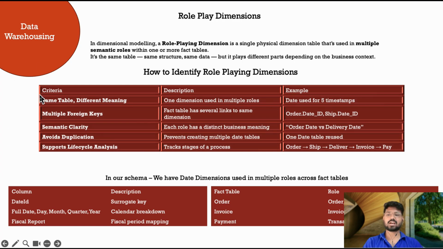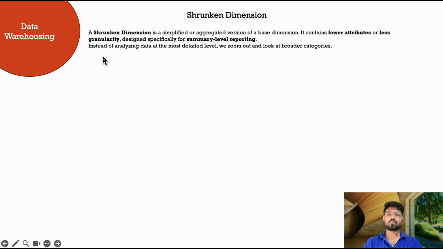So here you can see the criteria: same table, different meaning, multiple foreign keys, semantic clarity, avoids duplication, supports lifecycle analysis. One dimension used in multiple roles, date used for 5 timestamps. Fact table has several links to same dimension: order date ID, ship date ID. Each role has a distinct business meaning: order date versus delivery date. Prevents creating multiple date tables, one date table reused. Tracks stages of process: order, ship, deliver, invoice, pay. So this is all about role-playing dimension.